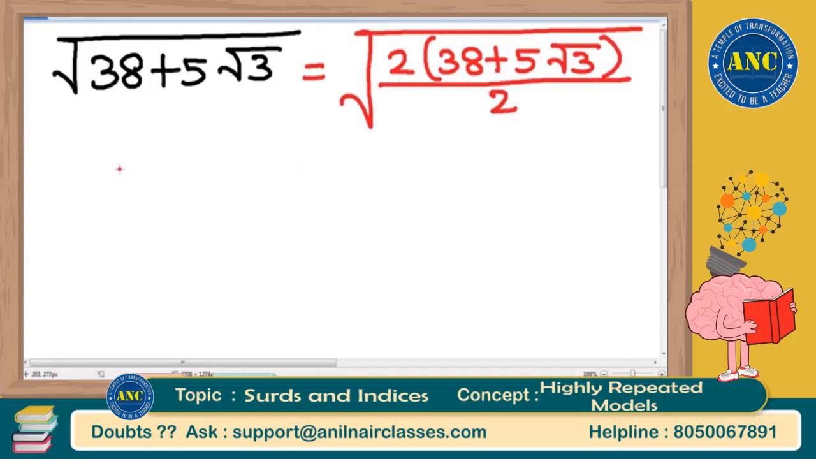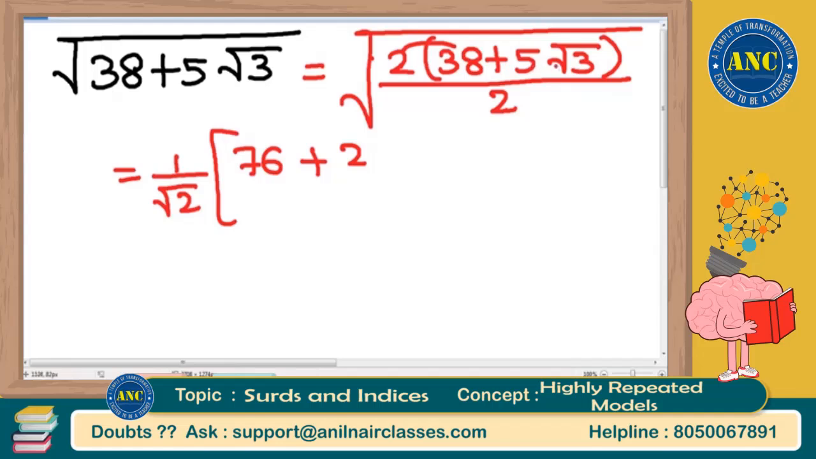Inside the square root, I will multiply and divide by 2. Square root of 2 is 1 by root 2. Take it outside. You are left with 2 into 38, which is 76. 2 into 5 into root 3.